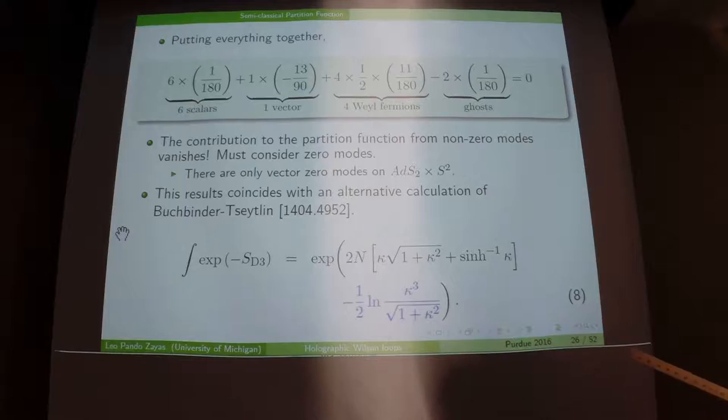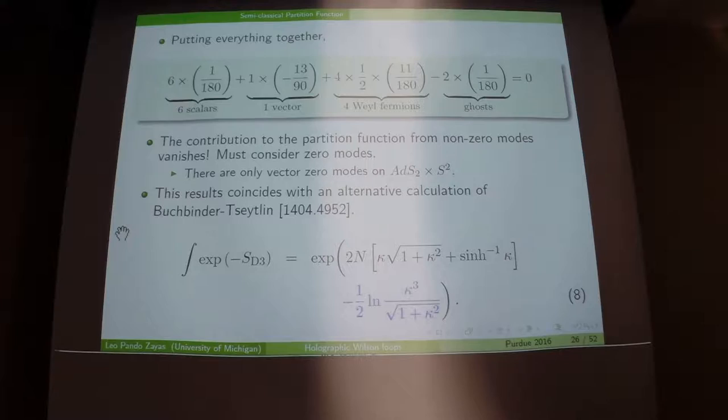Once I have the content, I can use, in particular, Higgs kernel methods to compute this one loop correction, and here it is. So I wanted to emphasize that.